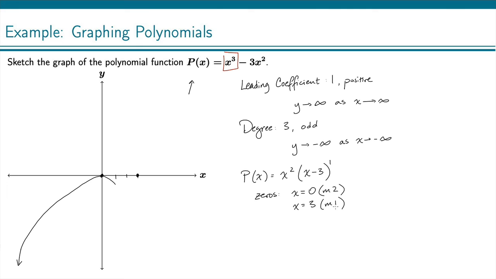Okay. At 3, I have a multiplicity of 1. So it's going to look like x to the 1, which is just a line. And so I just cross through like a line.